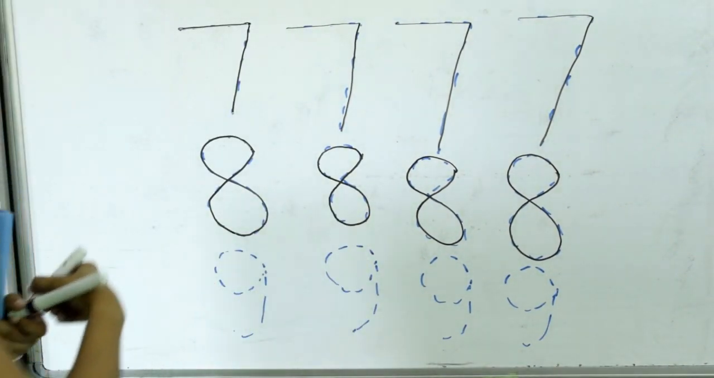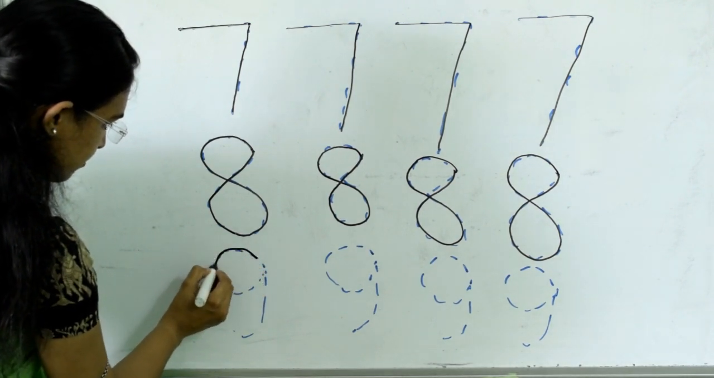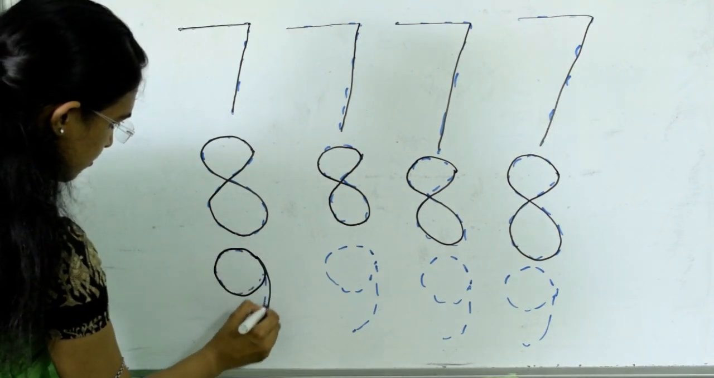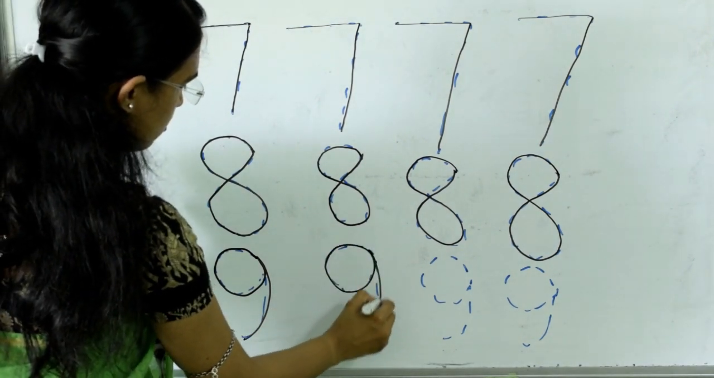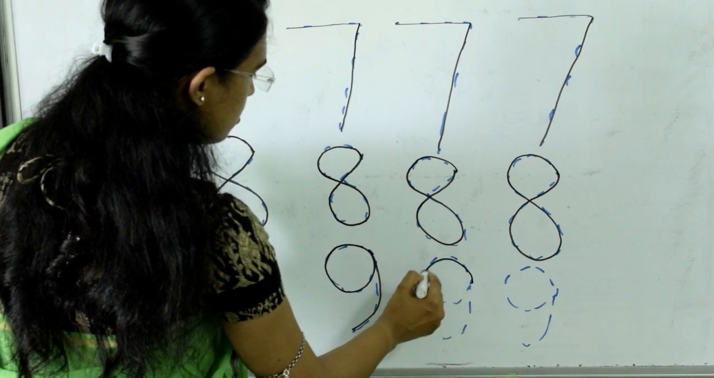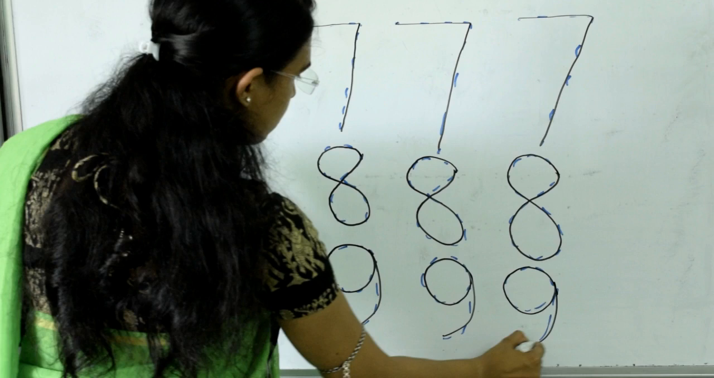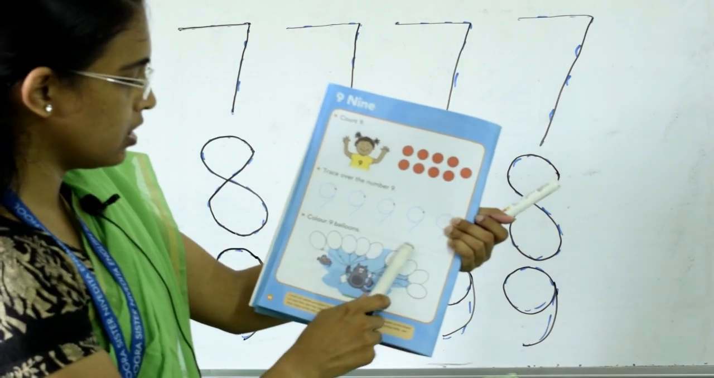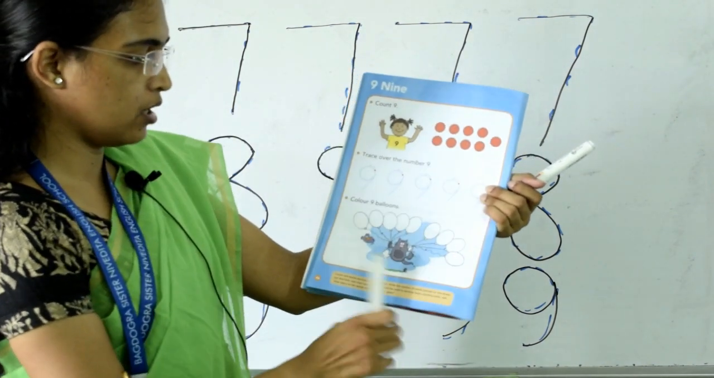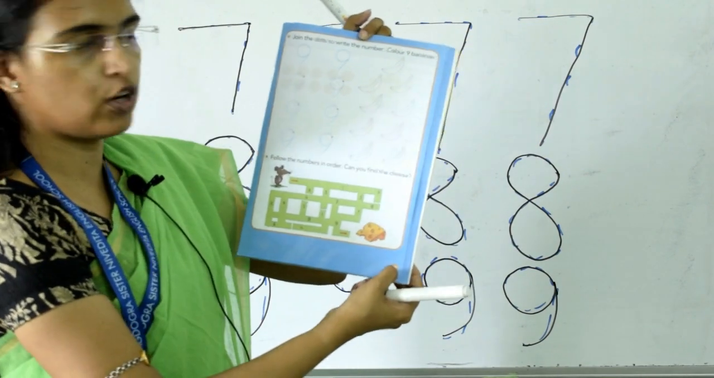This is number 9. Now you have to start from here, like this. This is number 9. Okay, which number is this? Number 9. In this way you have to trace this number 9, then you have to color these 9 balloons, and after that turn the page, come to the next page, that is page number 47.